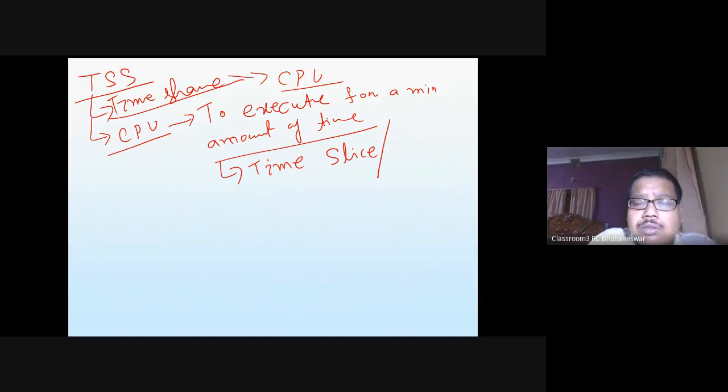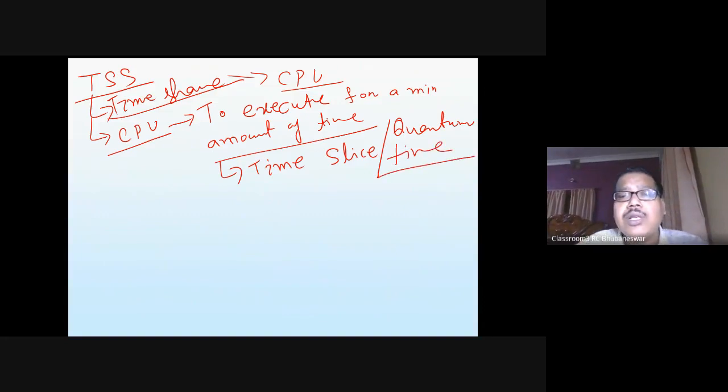In many books it is also called the quantum time. So time slice means I have a timeline, and I will slice it into equal partitions. There should not be any unequal partition. It should be equal partitions, but still there is an exception in the equal partition.